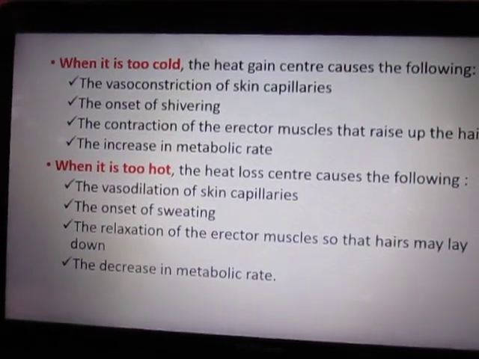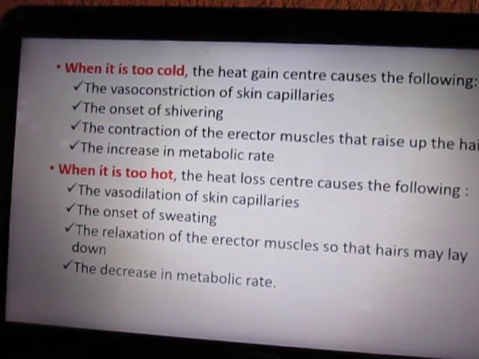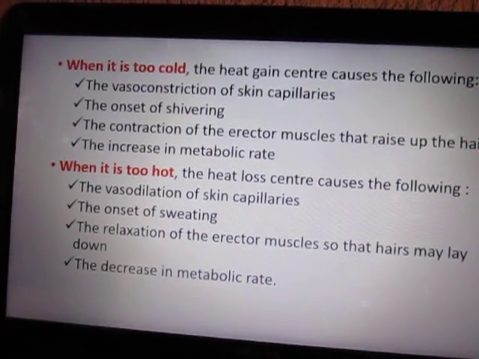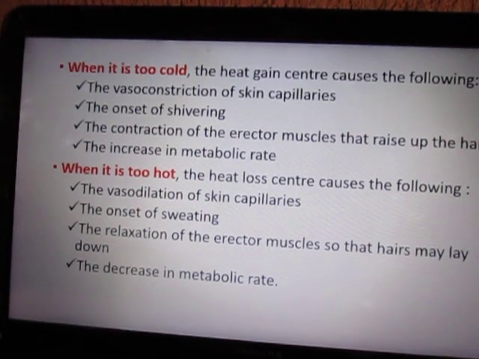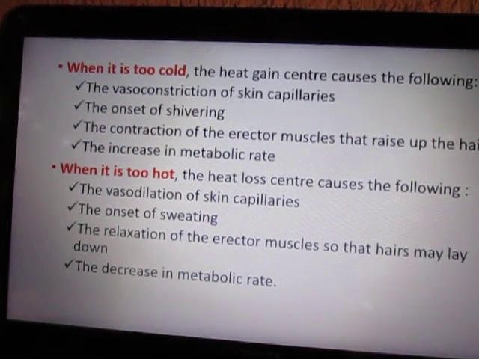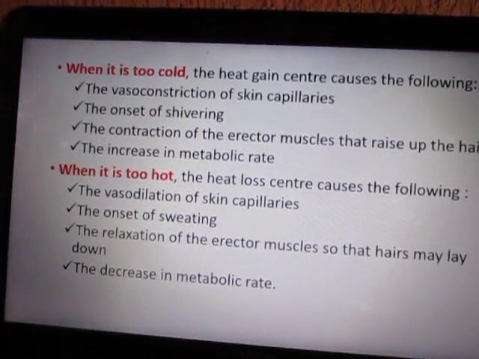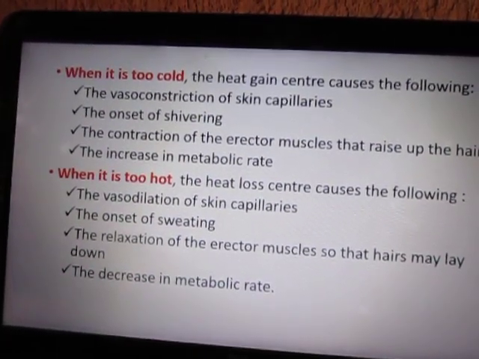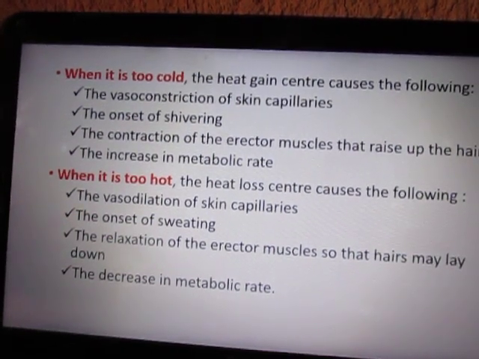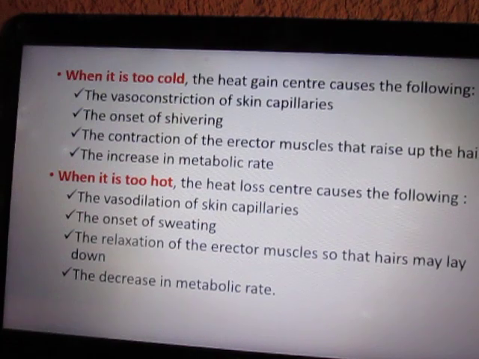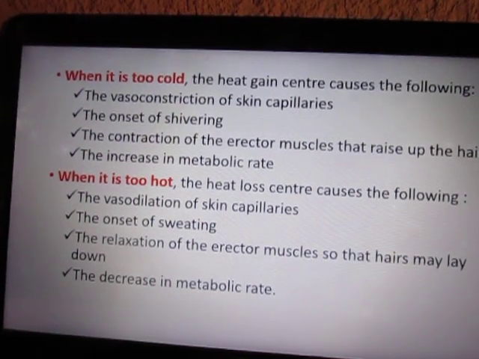Questions here. Question number 1: What is meant by homeostasis? Question number 2: Differentiate between positive and negative feedback mechanism.